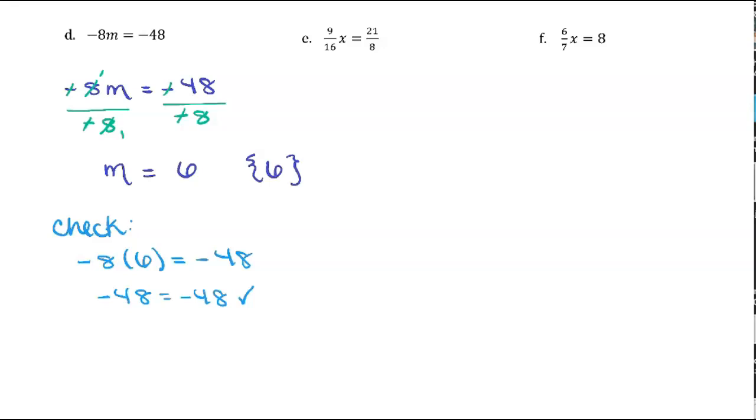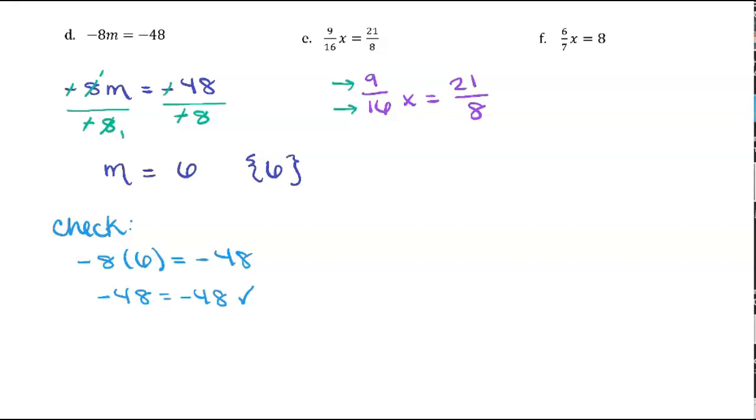Let's look at E. E might look a whole lot different, but we're going to use the same process. In part E, I have 9 over 16x equals 21 over 8. Let's think about what's happening to our x right now so that we can try to undo it. Right now, x is being multiplied by 9 over 16. You could think of that as x being multiplied by 9 and divided by 16.